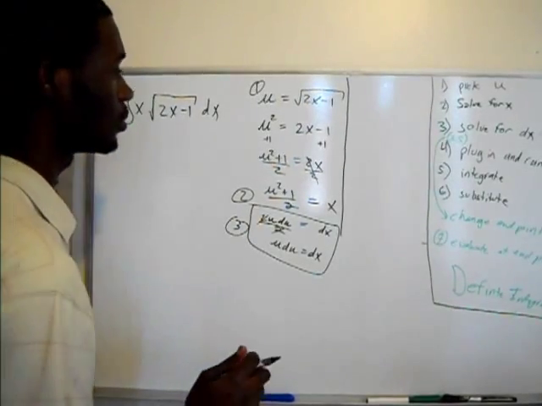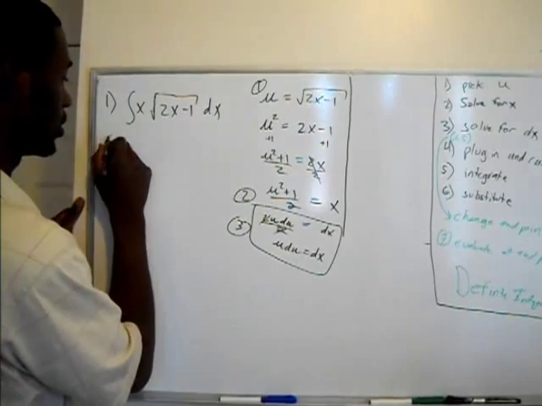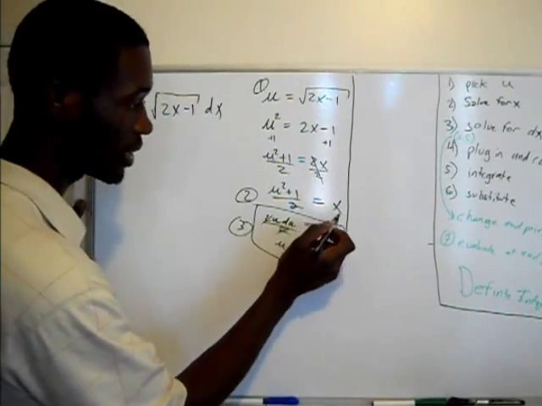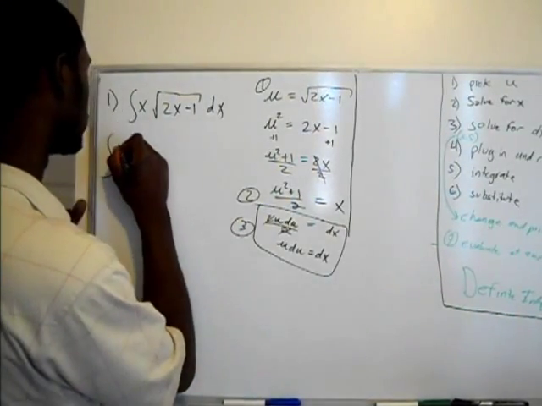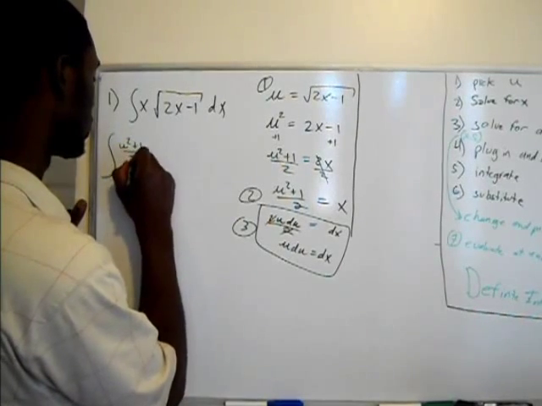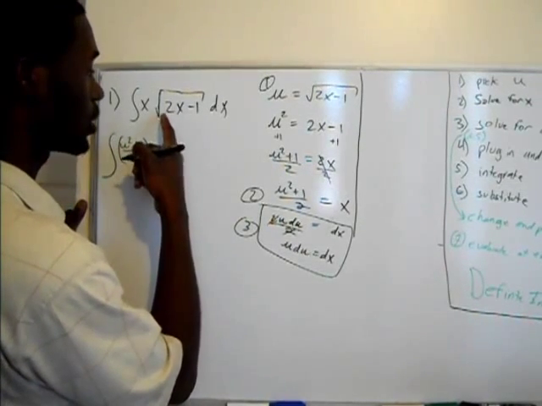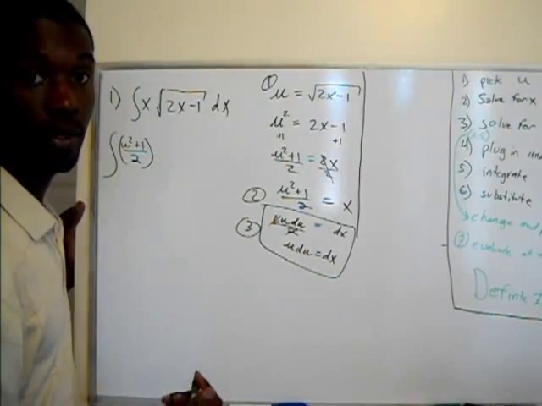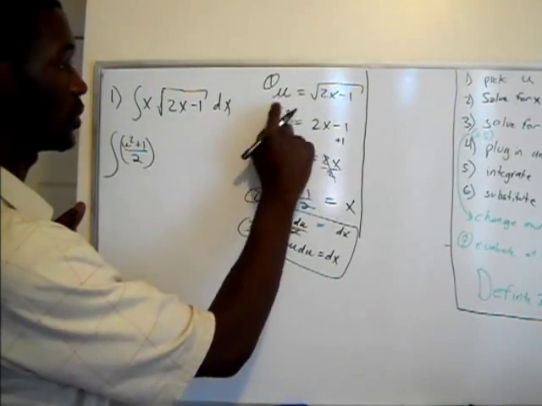So it's kind of weird. That's why the star is there. So let me show you. First, what's x? X is this: u squared plus 1 over 2, in parentheses. What's the square root of 2x minus 1? Well, that's our u.